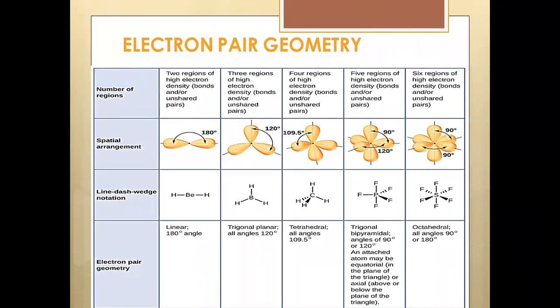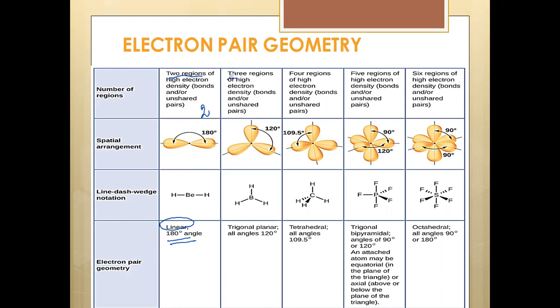So the number of regions. When you have two regions of high electron density, bonds and unshared pairs, simply you can say the VSEPR system. The spatial arrangement is 180 degrees, and we say the electron pair geometry is linear. The angle is 180. An example is beryllium hydride, BeH2, which should be a linear shape.